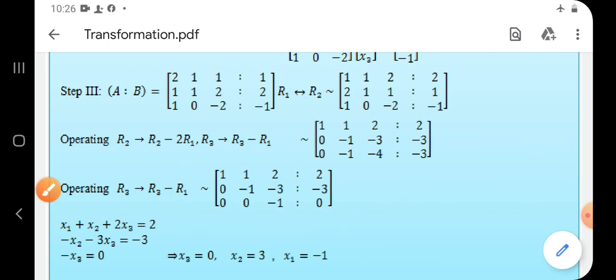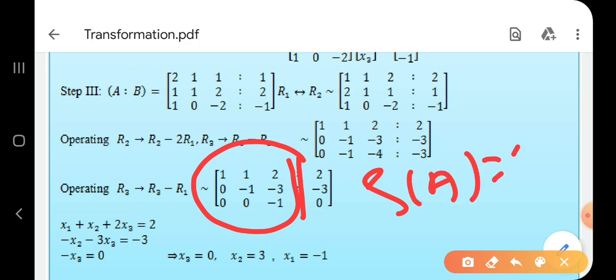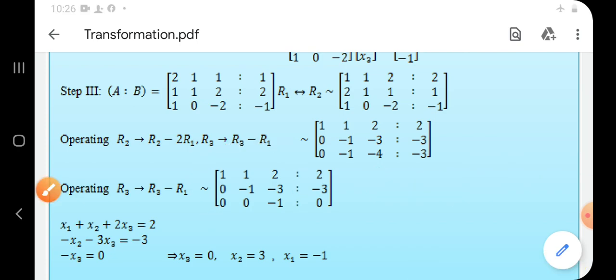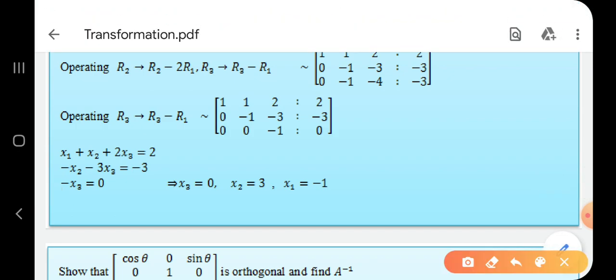Got it. Now what is the rank of matrix A? The rank of matrix A is 3, therefore the rank of AB is also 3. So the system has a unique solution because the rank is equal to the number of unknowns. The system is consistent and it has a unique solution. So find that unique solution here. Write down the equations from this: x1 plus x2 plus 2x3 equal to 2, -x2 minus 3x3 is equal to -3.